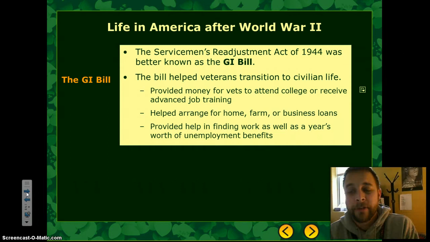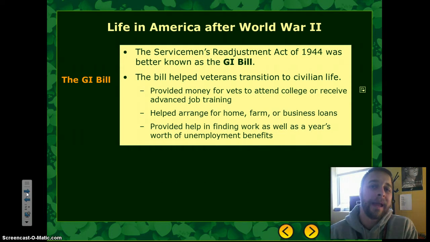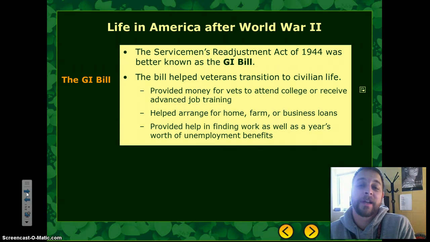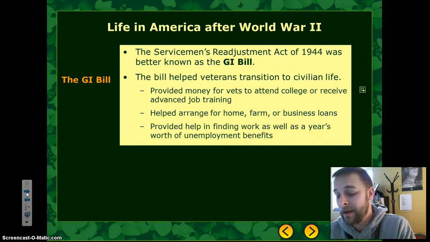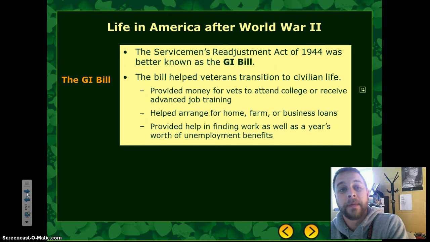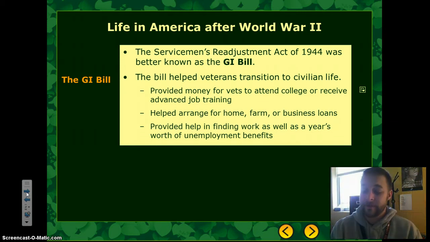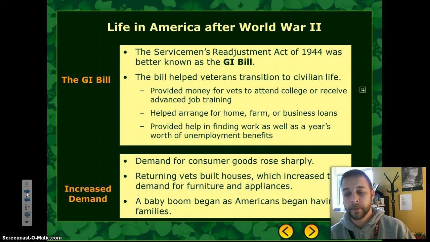And really, the GI Bill may be the single most effective piece of legislation that probably changed America more than any other, because for the first time, millions of people are able to afford college, and that had never existed in the United States before.